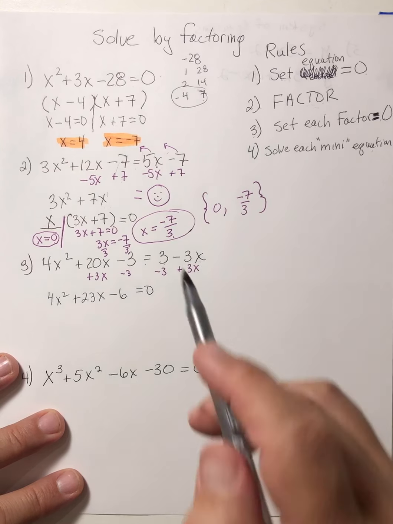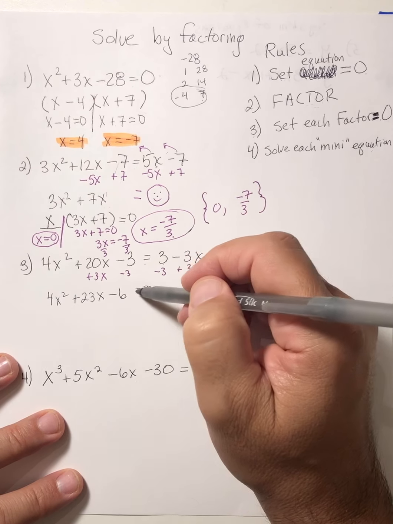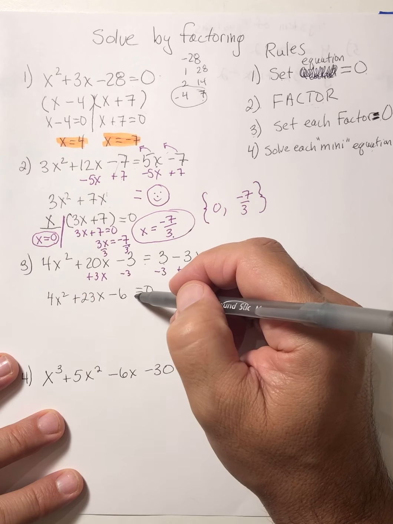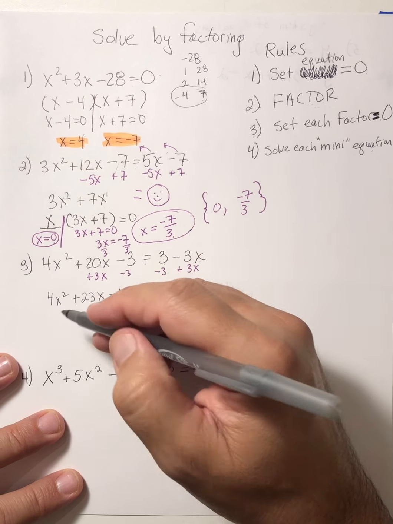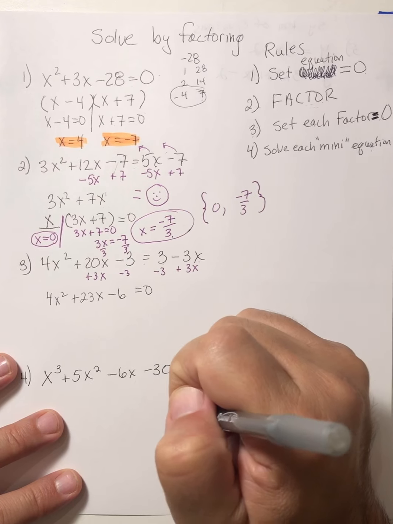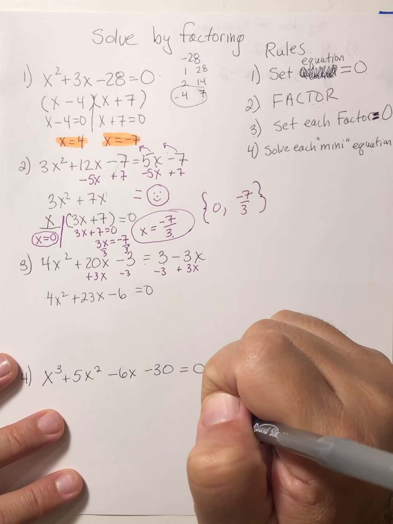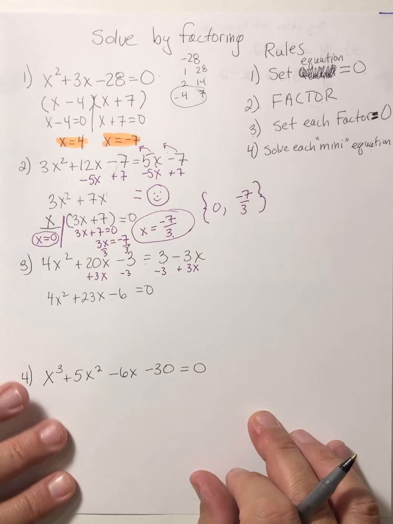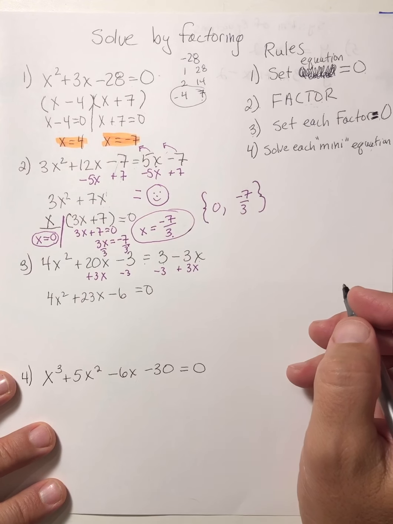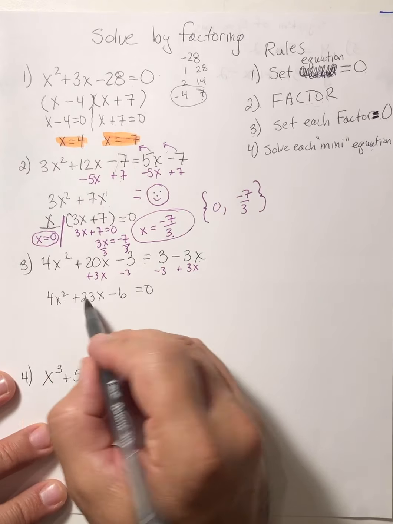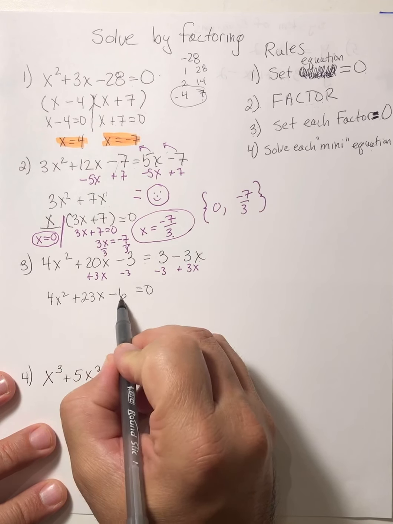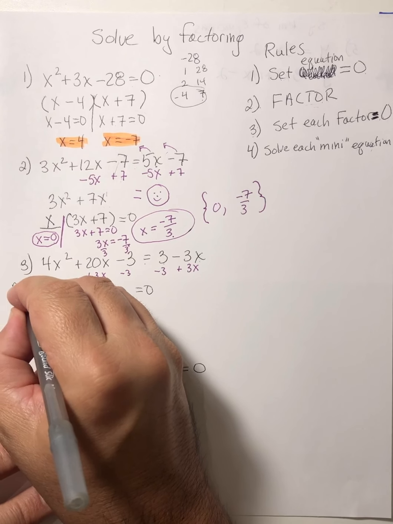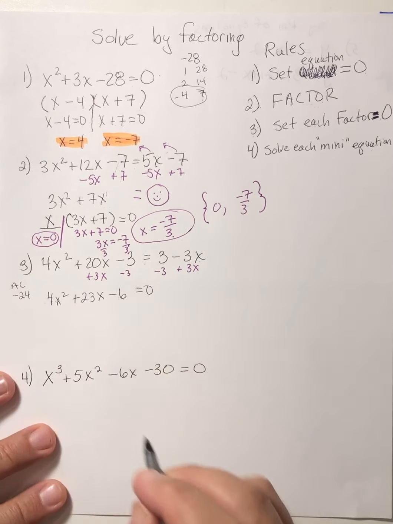Remember, we can divide by numbers. So if I could divide everything by 2, I would. We cannot divide by letters. If we divide by letters, we lose roots. All right, so I got to do my a times c. So I'm going to do my a times c over here. So my a times c is a negative 24.